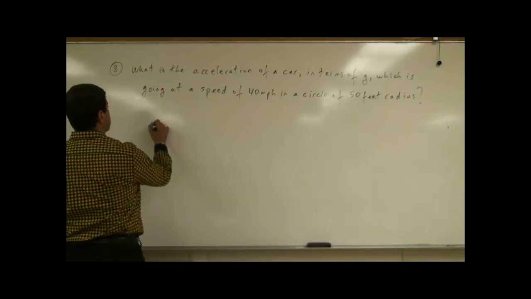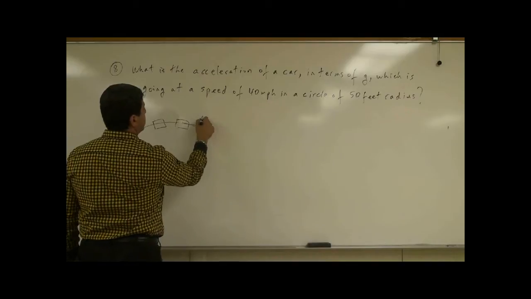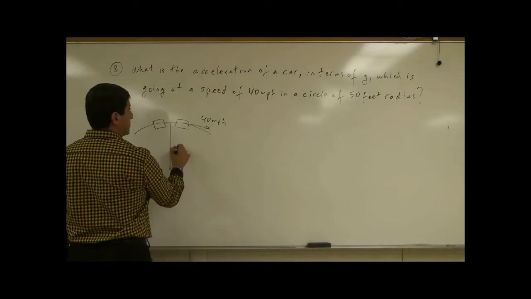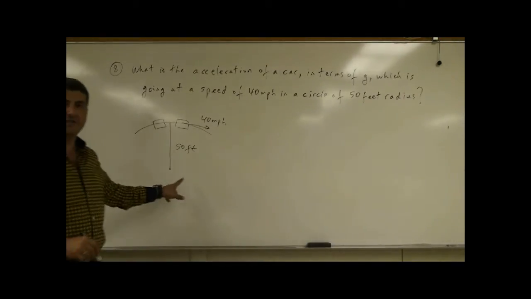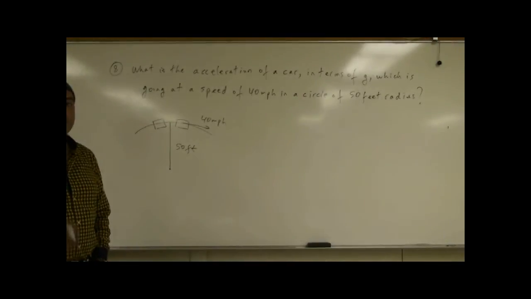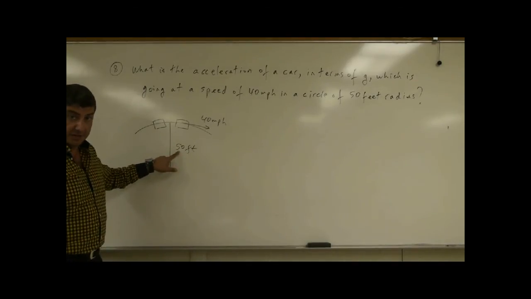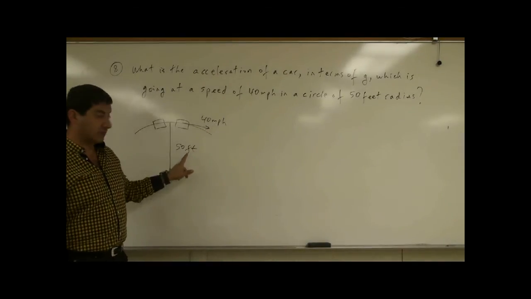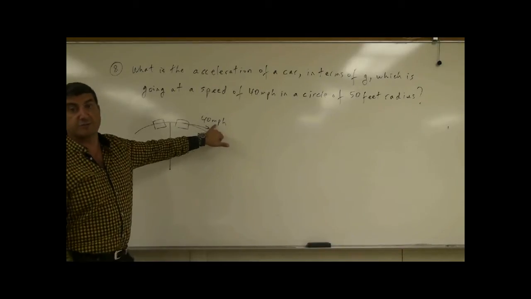So you're going here in a turn like that. Your speed is 40 miles per hour, and your radius is given as 50 feet. Since the radius is given in British units of feet, we want to convert our speed to feet per second. If this radius was given in meters, then we would change the speed to meters per second, so meters per second and meters would match. But here, since this is feet, I want to convert this to feet per second.